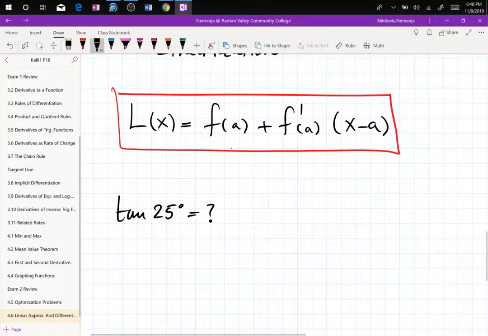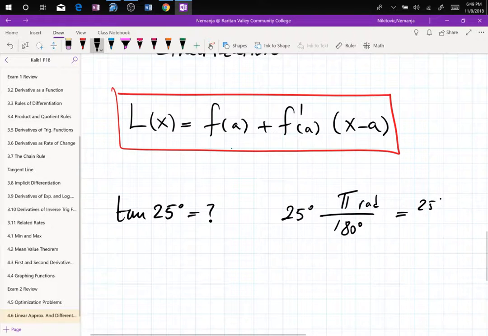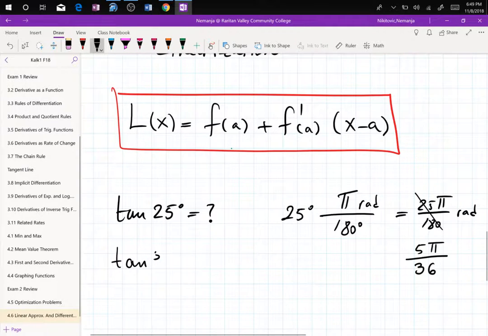Well, first of all, if you are to use the linearization on any trig function, you must convert to radians. Otherwise, you are doomed. So, conversion to radians, 25 degrees. You have 180 degrees, and then pi radians on top. So this works out to be 25 pi over 180 radians. You can cancel by 5, get 5 pi over 36, right? So the exact question is tangent of 5 pi over 36. That's the exact question.